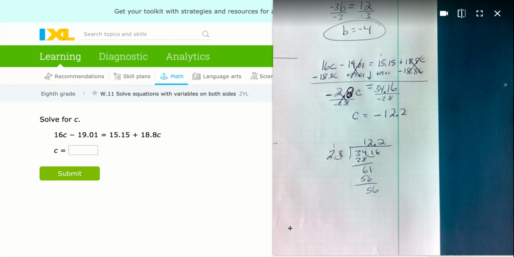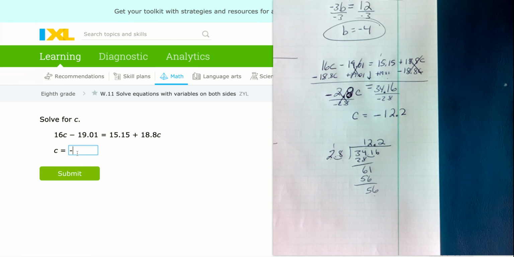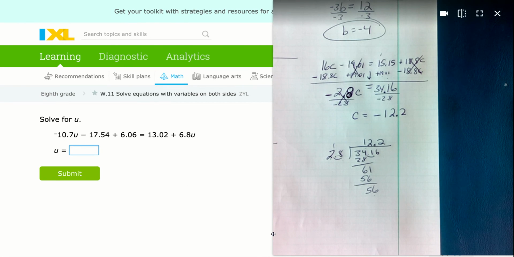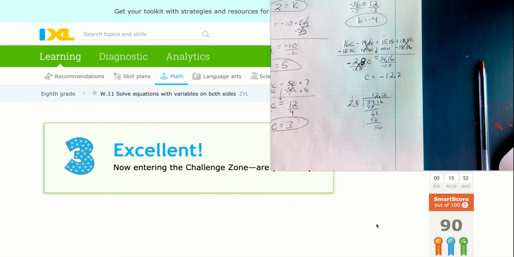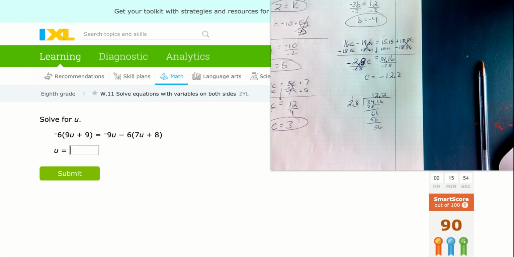Let's see if I did my math right. Negative 12.2. Should say awesome or great. Hey, great job. Again, even though there's more, just add the like terms together and then bring the u terms to one side and the non-u terms to the other side. If you have any more questions, do bring them to class. I'll help you with these.